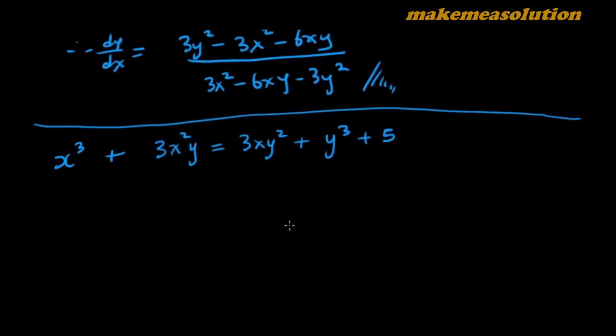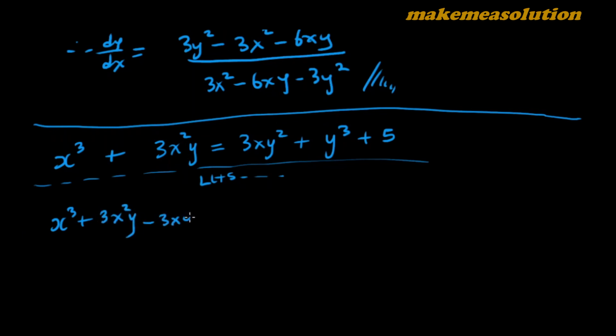Now if you want to get dy dx in a very short way, first things first is to take everything to the left hand side, LHS. So when you take everything to the left hand side, you have x cubed plus 3x squared y minus 3xy squared minus y cubed minus 5 equal to 0. Good, this is step 1.